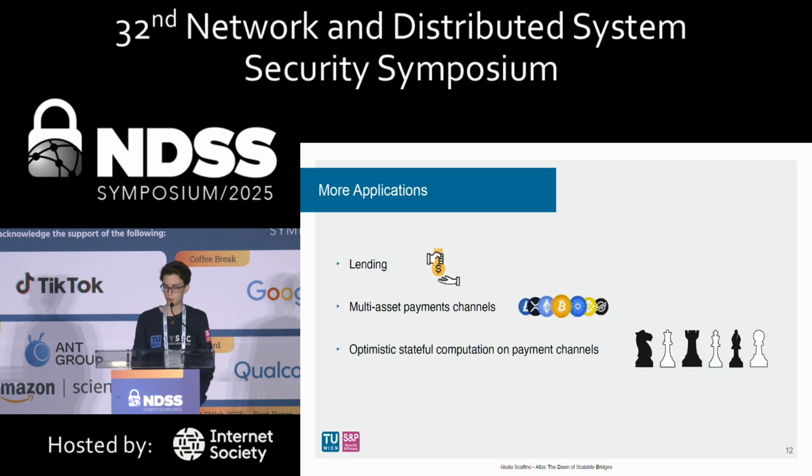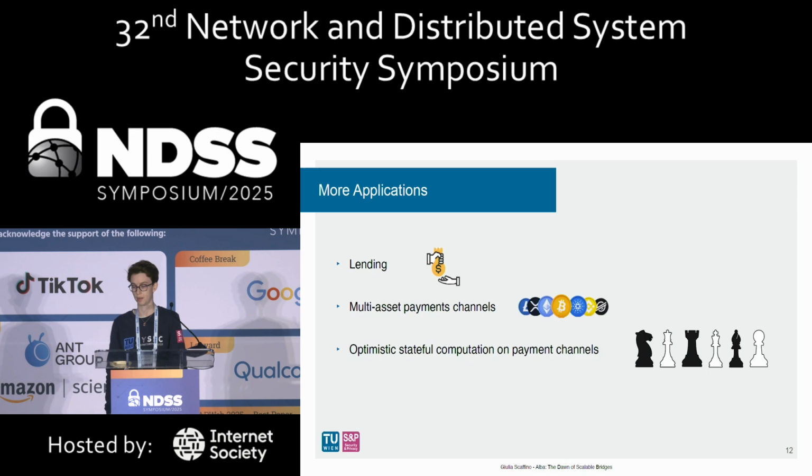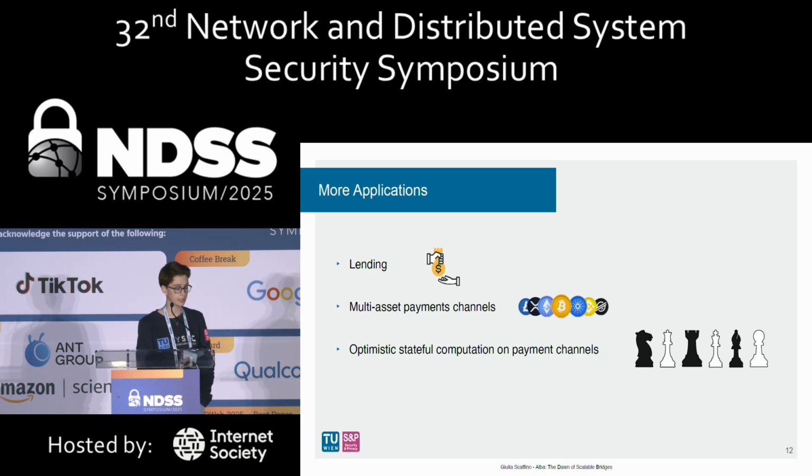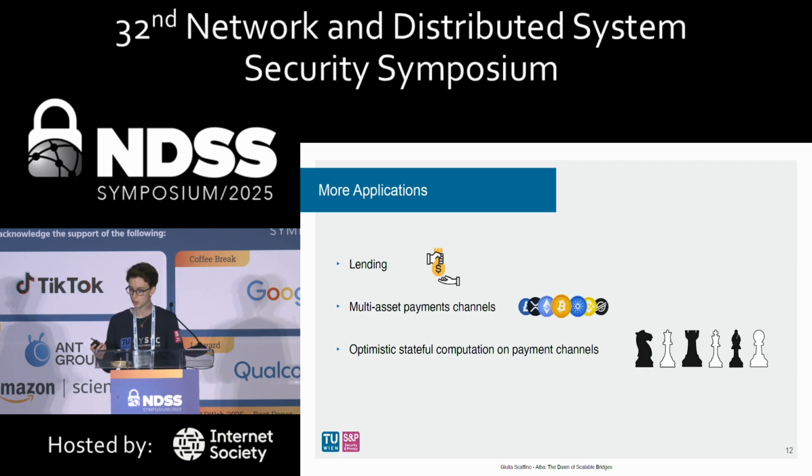I've already shown you lending with Alba, but Alba also enables many more applications. For instance, in the paper, we've discussed that it enables multi-asset payment channels, and interestingly, it also allows us to achieve optimistic stateful computation on payment channels. We've shown it in the paper by discussing how one could play chess on the payment channel.